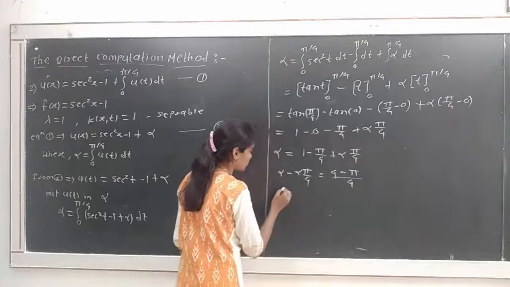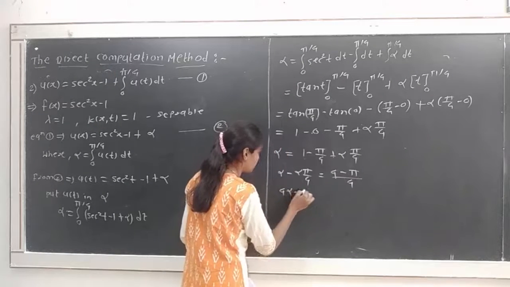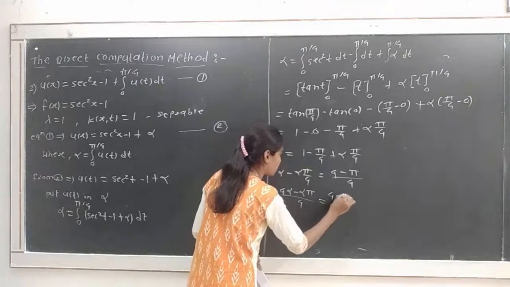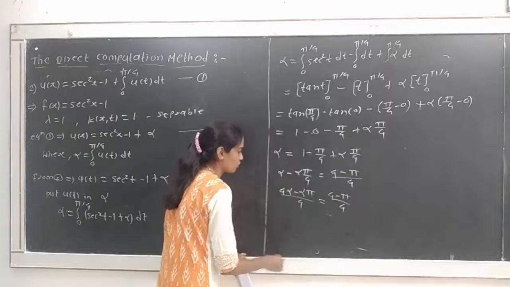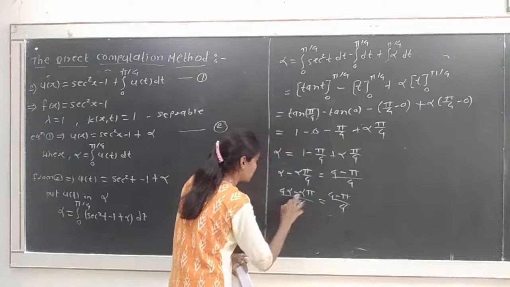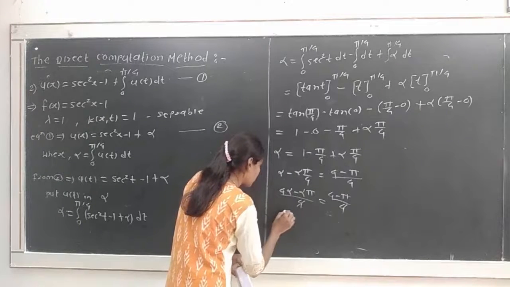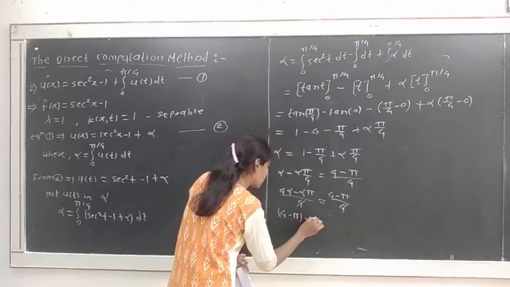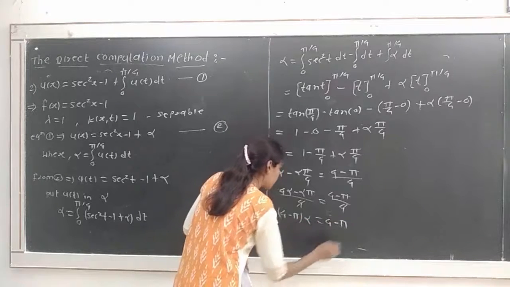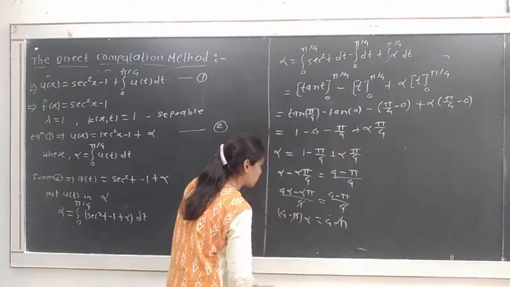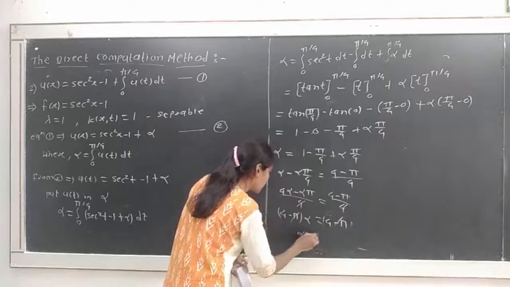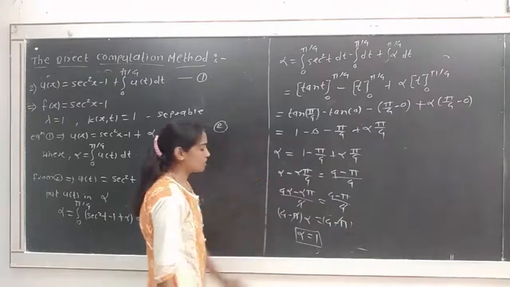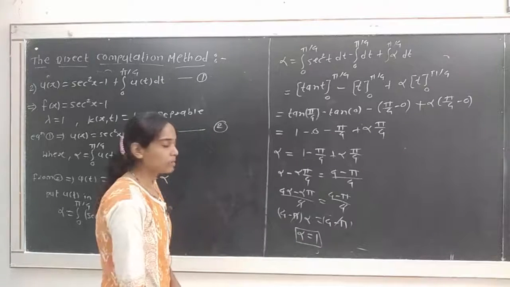Again we take cross multiplication, we get 4 alpha minus alpha pi divided by 4 is equal to 4 minus pi divided by 4. So this 4 gets cancelled, we get, taking alpha outside, (4 minus pi) into alpha is equal to 4 minus pi. Again this 4 minus pi is cancelled, so we get alpha is equal to 1. Okay. So in this way we get the value of alpha equal to 1.